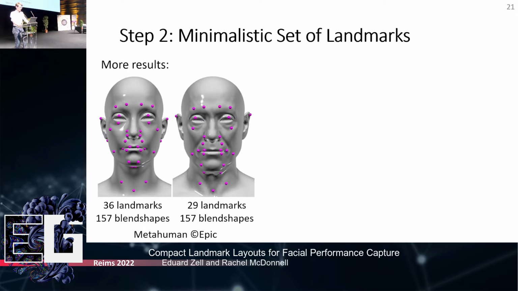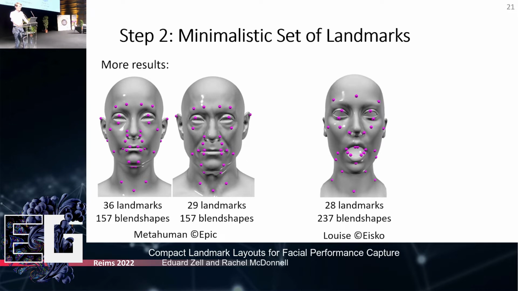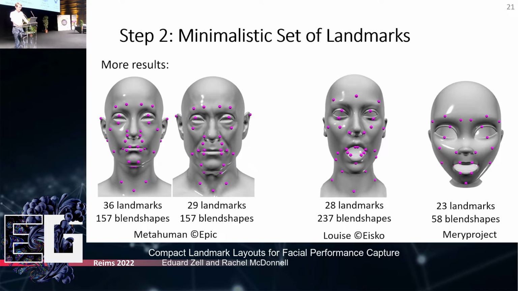So a few more results. We computed landmarks for different blend shape models, like the Apex metahuman characters, consisting of roughly 160 blend shapes, iSquare's visual effects model, but also cartoony models. Please notice that the layouts, in most cases, or in all cases, remain semantically plausible. And what I find most surprising is roughly 30 to 40 landmarks are sufficient.